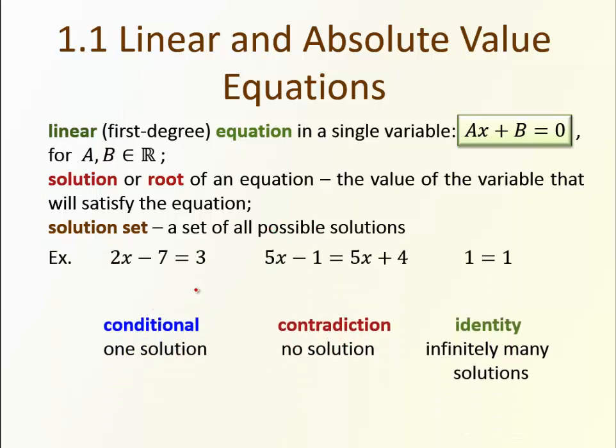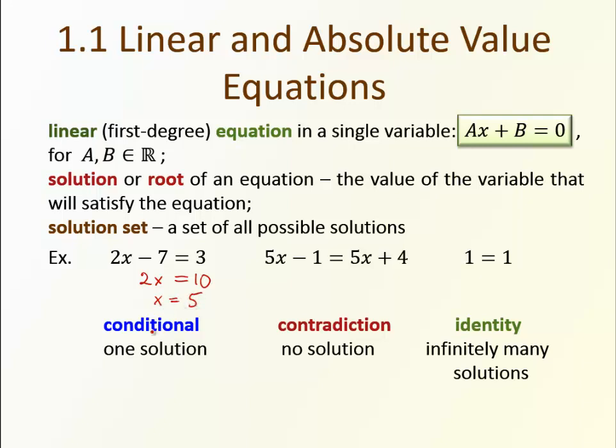Here we have three examples of linear equations. And let's look at the solution set for each equation. If we want to solve the first equation, we'll want to bring the negative 7 to the other side to make it positive. So 3 plus 7 will be 10. Therefore, we have 2x equals 10. And then we want to divide the whole equation by 2. So x will become 5.